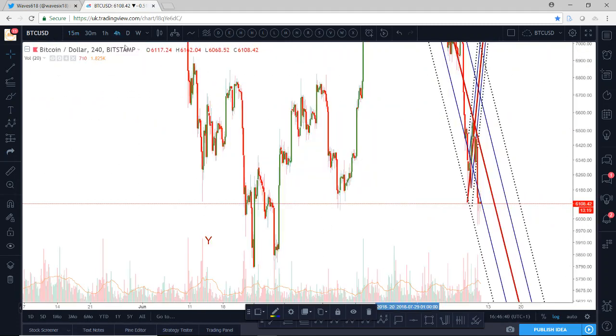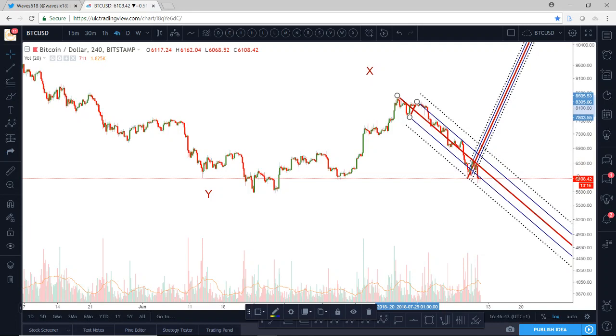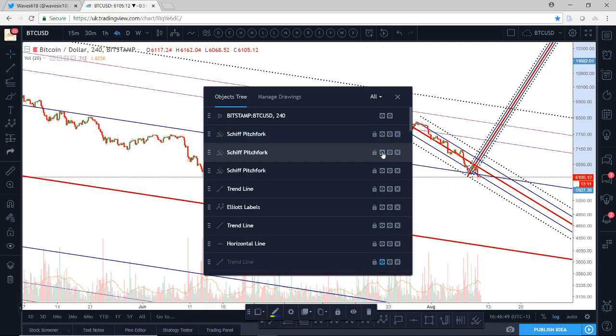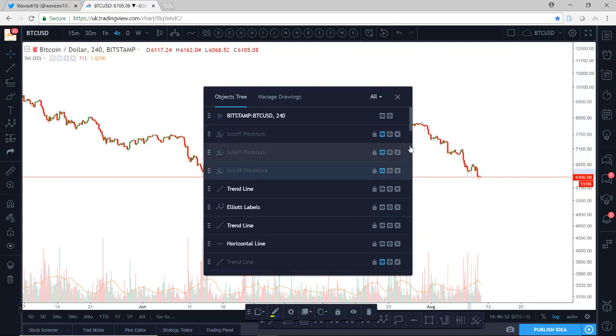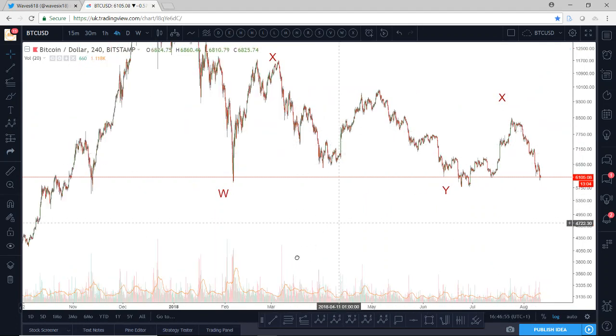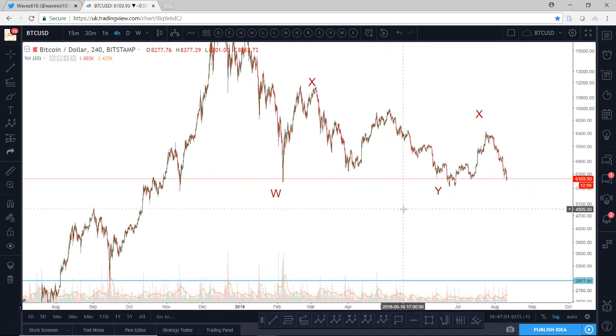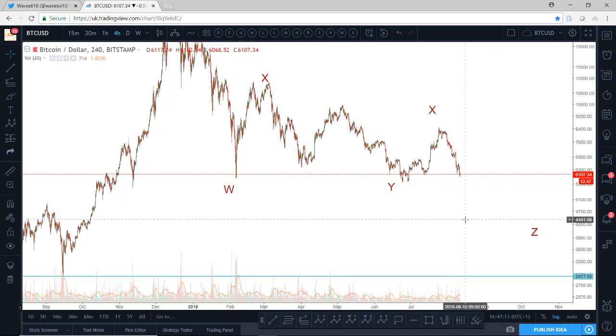So let's just zoom out, go on the 4-hourly now, and take off these pitchforks for a moment. As I was saying, I'm looking for price to come down to at least test the 4,300 level, so around here. The reason for 4,300 was that it was the 78.6% fib retracement of the move up to 20,000, but that's our minimum target. Next target would be 3,000.